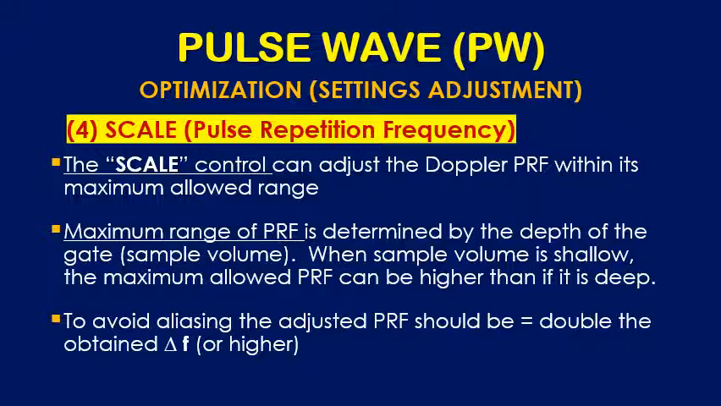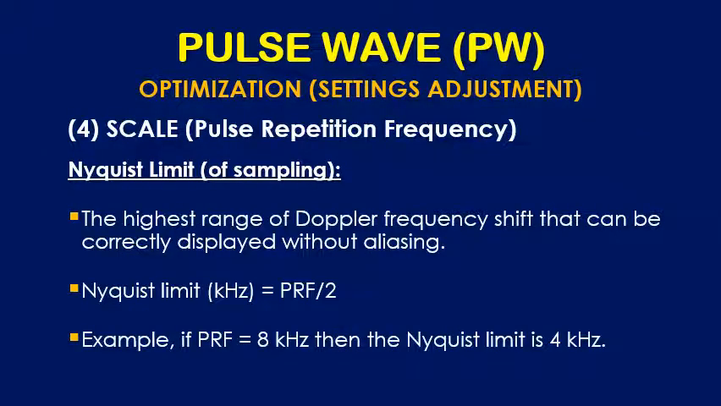Now, the question is, what if I set the scale to the maximum, and then the velocity is much higher than this scale? What will I get then? I will get an artifact called aliasing. So now we come to some point about the aliasing and what is the reason here.